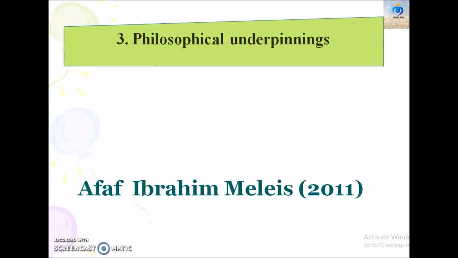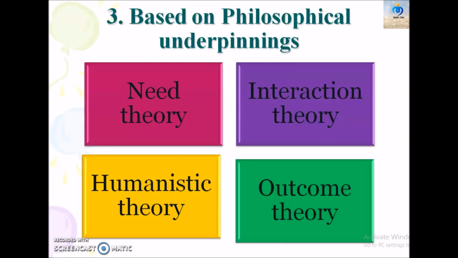The third category is the philosophical underpinning. Based on this philosophical underpinning, the theories were classified by Meleis in 2011. Based on this, we have four categories of theory. They are need theory, interaction theory, humanistic theory and outcome theory.